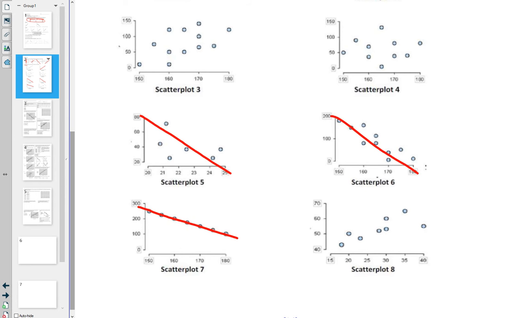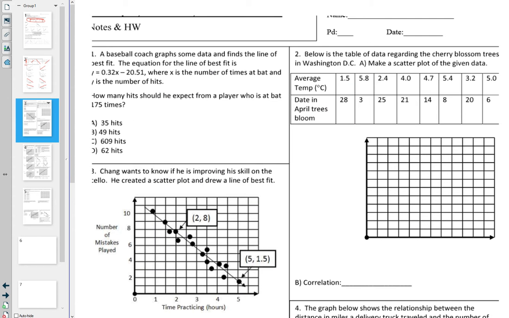Yeah, positive and fairly strong. It's probably in that 0.7 range around there. Okay, let's go to the next page.